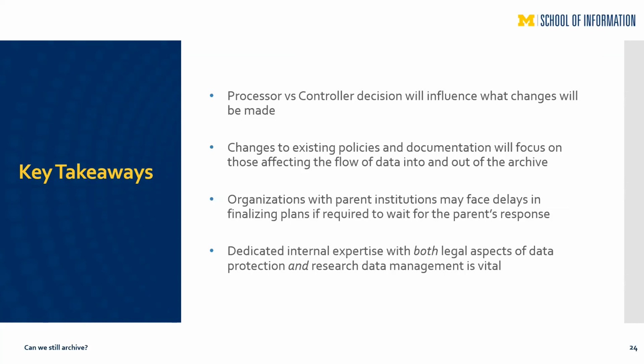So the key takeaways here are that the processor versus controller decision heavily influences what changes will be made. And those changes will primarily focus on policies and documentation related to the flow of information and data into and out of the archive. Organizations with parent organizations may face delays in finalizing their plans because they have to wait for the parent organization to make their own decisions. And the presence of internal expertise with both legal aspects of data protection and research data management is vital for this to be a relatively smooth and unproblematic process.